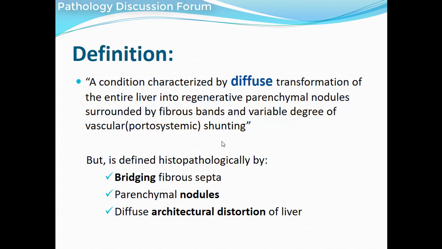Now, a brief recapitulation of the theoretical aspects of cirrhosis. It is defined as a condition characterized by diffuse transformation of the entire liver into regenerative parenchymal nodules surrounded by fibrous bands, and there is variable degree of vascular shunting. But it is defined histopathologically by presence of bridging fibrous septa, parenchymal nodules, and there is diffuse architectural distortion of liver.